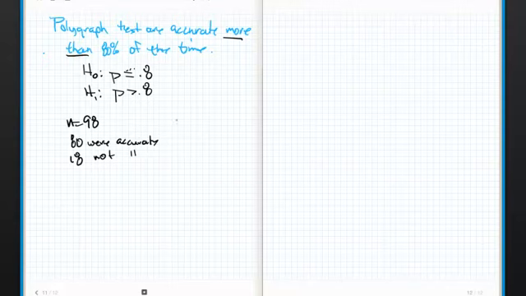So first thing we better check is np and nq greater than or equal to 5. Remember that? Because it's kind of like a binomial deal. Should be relatively easy to see that. 0.2 times 98 is going to be close to 20. 0.8 times 98 is going to be pretty close to 80. So I think we're in good shape. So check. All right. Now we're in business.